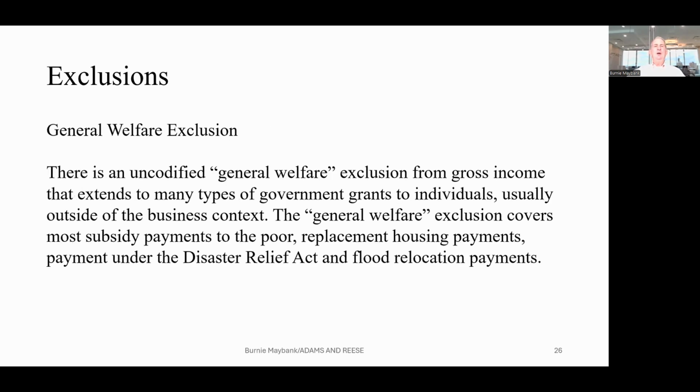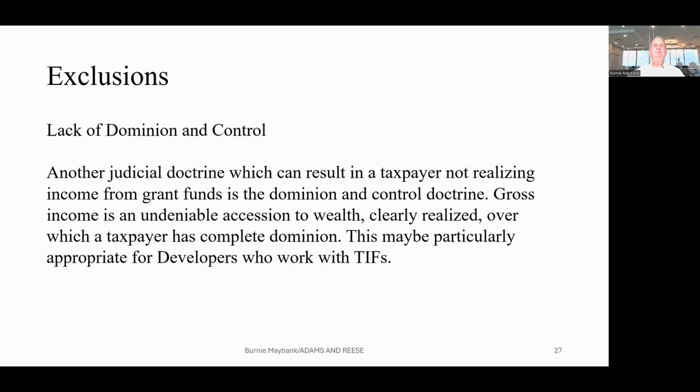The first is a general welfare exclusion, and entities are always claiming the general welfare exclusion, and those would be under the pandemic, all of the numerous incentives that were done on the pandemic to individuals. But the IRS has said the general welfare exclusion only applies to governmental grants to individuals outside of the business context, such as a disaster relief act or a flood relocation program, and doesn't apply to economic development incentives. So I include it, but it almost certainly doesn't apply.